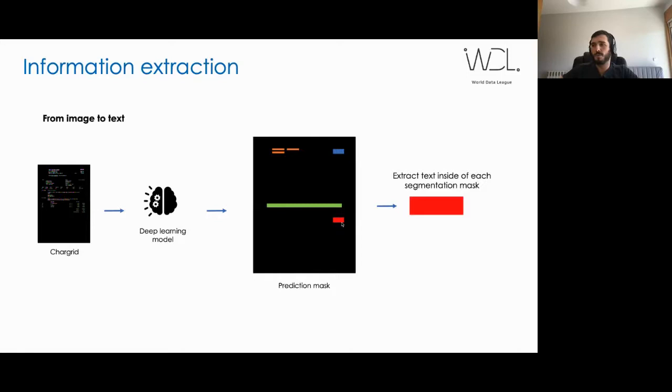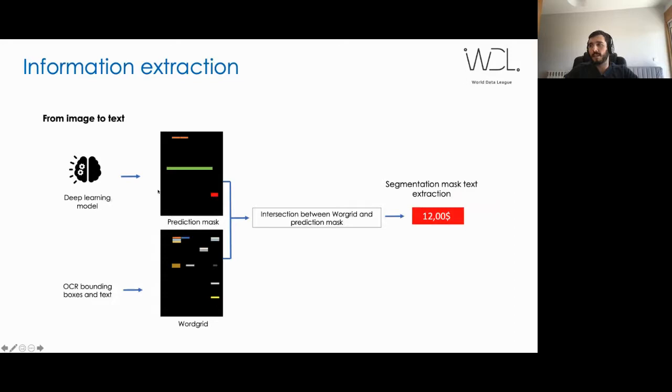So how do we do that? We have the deep learning model predicting the mask, and we have the OCR bounding boxes and the text. With this information, we build a word grid that projects all of the words on the word grid. This allows us to make an intersection between what the model predicted and the word grid, with the word mask and the word text, actually.